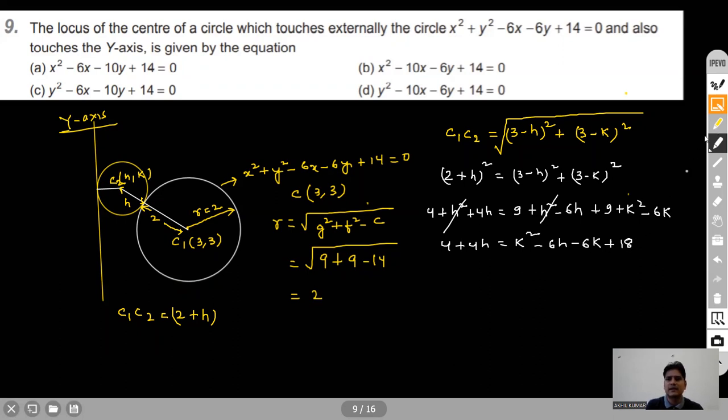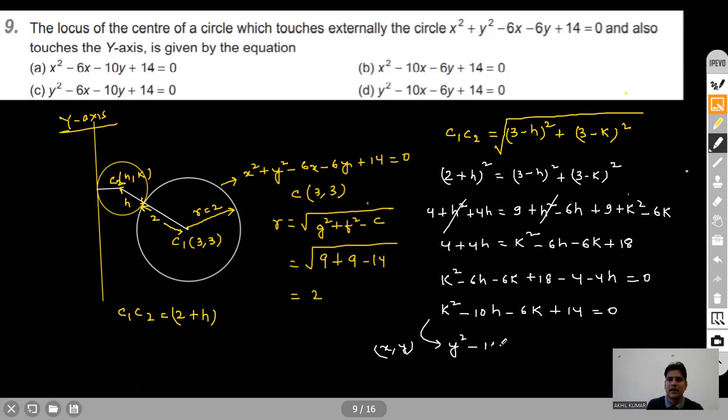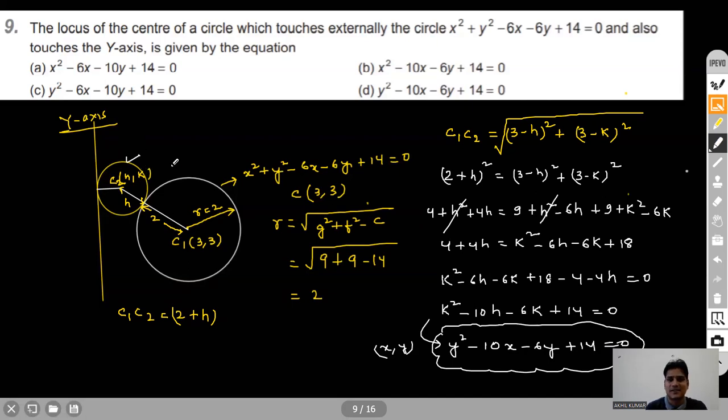So let's take all the terms on one side. We will get k square minus 6h minus 6k plus 18 minus 4 minus 4h is equal to 0. So k square minus 6h minus 4h, that will be minus 10h, minus 6k, and 18 minus 4 will be 14, is equal to 0. Now replace h and k by x and y. So we will get y square minus 10x minus 6y plus 14 is equal to 0. So this will be the locus of the center of circle C2. So I think option B is correct.